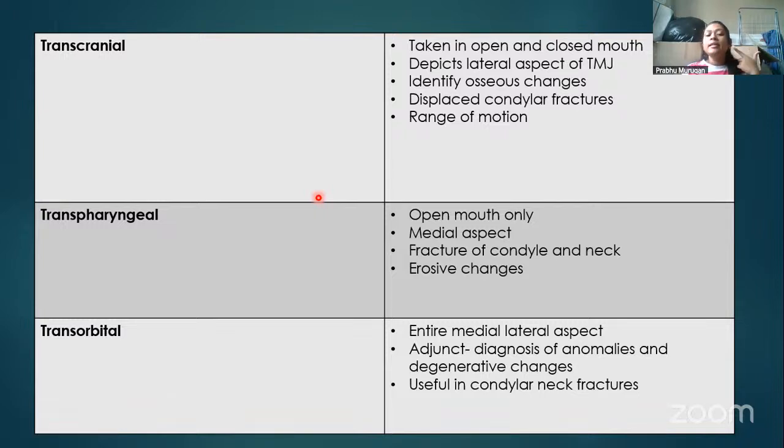Transpharyngeal is through here, right? So it is mostly taken in an open mouth projection, and it looks at the medial aspect of the TMJ. Medial aspect of the TMJ can be seen here. Transorbital is this way, right? So it is going to show the mediolateral aspect of the TMJ. The entire mediolateral aspect will be seen, and it also helps in the detection of condylar neck fractures. Mostly the transorbital is not used much because the radiation has to pass through the orbit, so they didn't want to cause any damage to the optic nerve. Because of that, we don't use the transorbital most commonly.